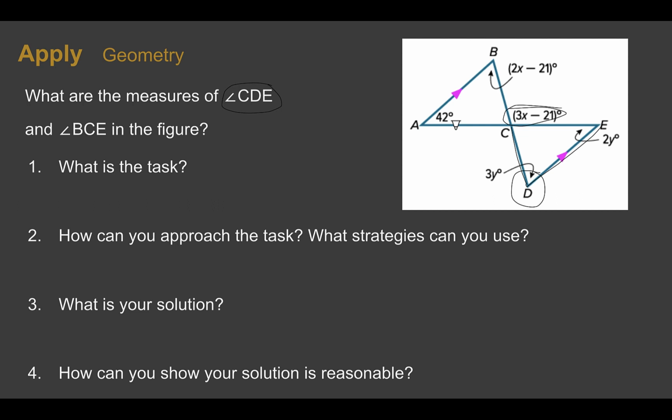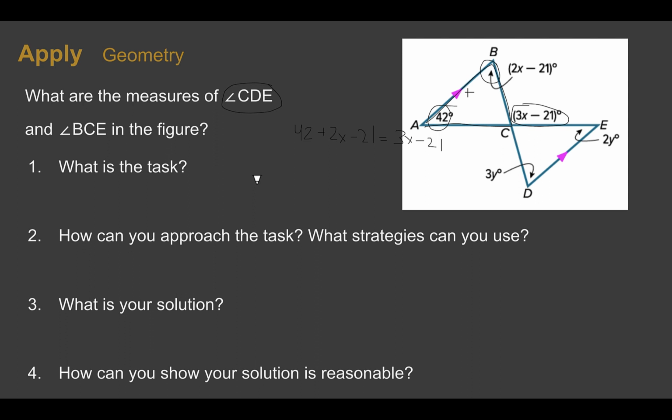So now let's figure out our solution. This is going to be a little complicated to figure out, but let's start working our way through. I'm going to start with BCE here and kind of ignore the bottom half for now. So I'm going to use the fact that in this triangle here, I have a remote interior angle, a remote interior angle, and the exterior angle. So if I'm solving for this, I know that these two added together equals this exterior angle. So 42 plus 2x minus 21 is equal to 3x minus 21.